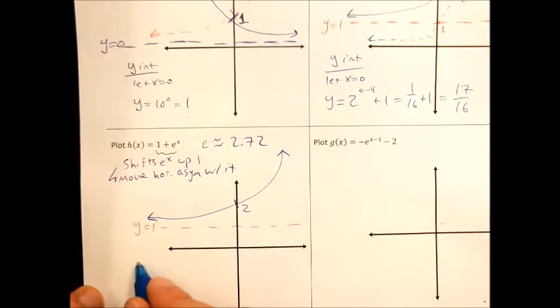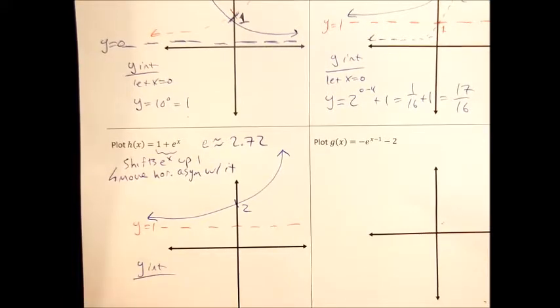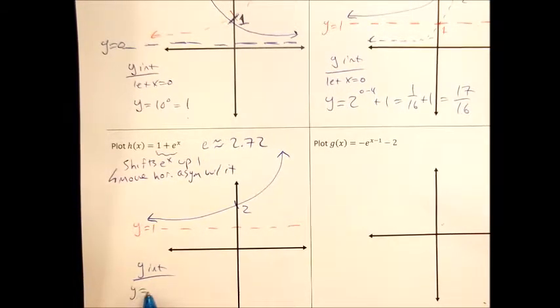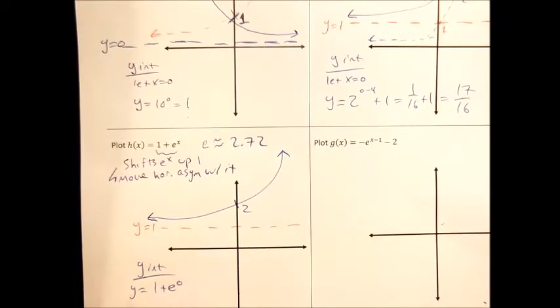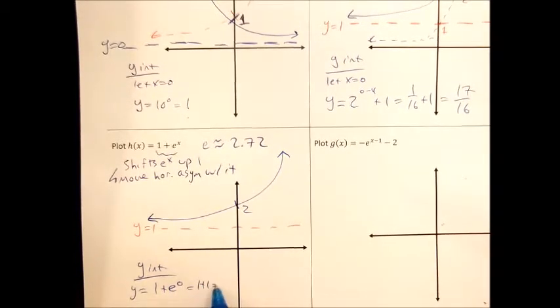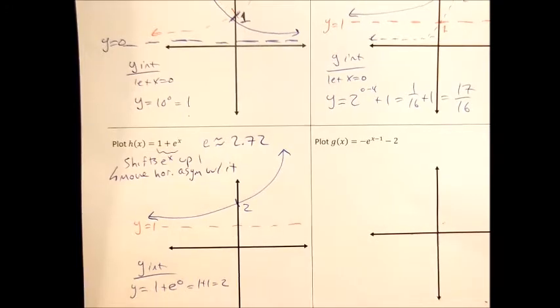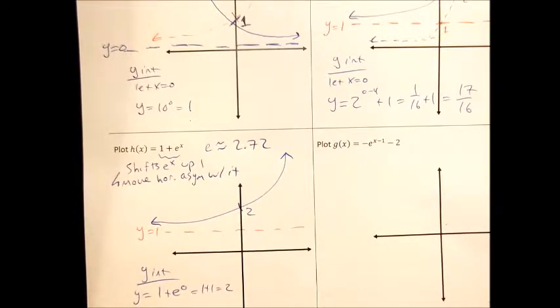But just to be clear about that, if you're ever unsure, just plug in a 0. Plug in x equals 0, right? We get 1 plus e to the 0, which is 1 plus 1, which is 2. And so you can always just double check that if you're not certain about it. So that was a nice warm-up one. That was pretty straightforward. Is that okay? Are there any questions about that?